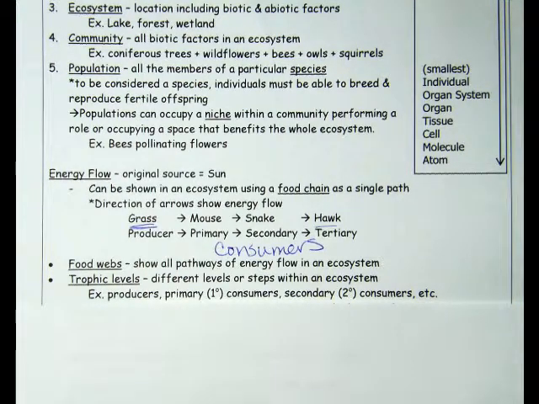We might see that some organisms can occupy more than one trophic level. So mice will eat grass. Mice will also eat grasshoppers. And if we were to have a food chain with the mouse eating a grasshopper, then the mouse could become a secondary consumer as well.